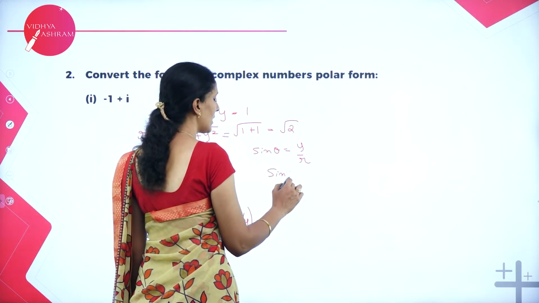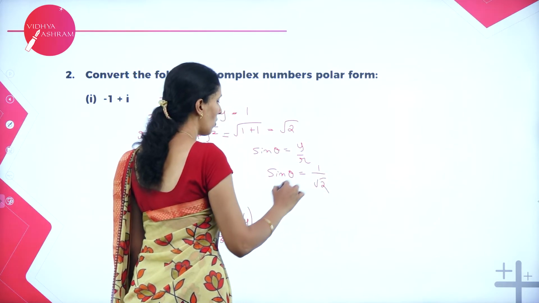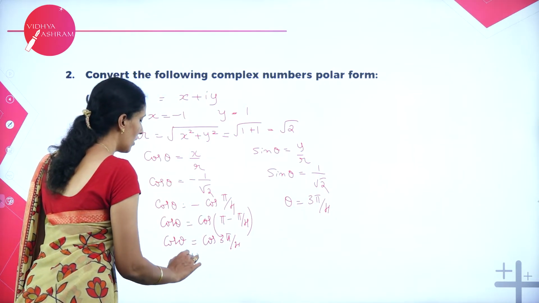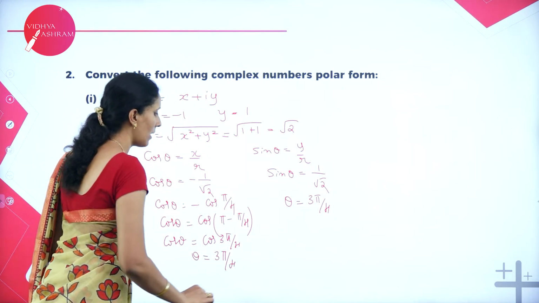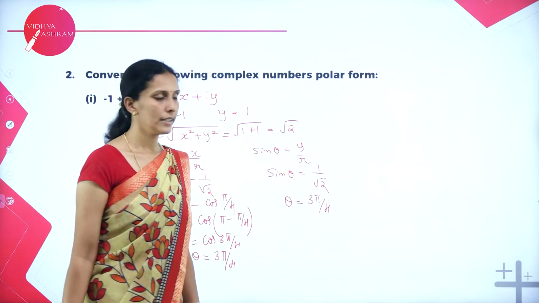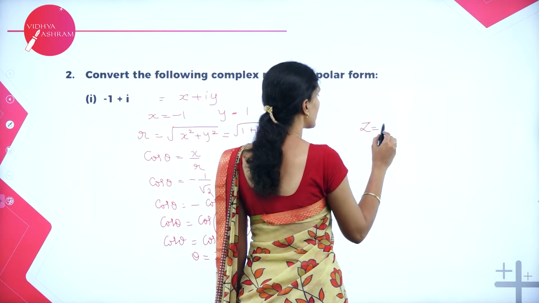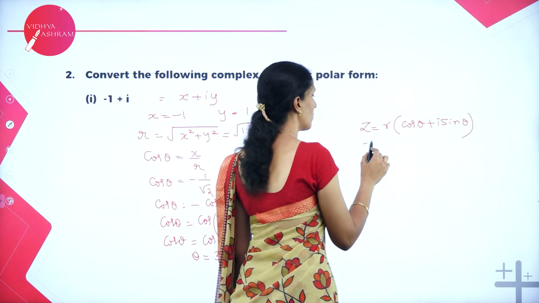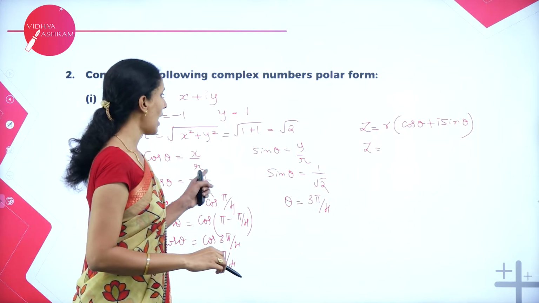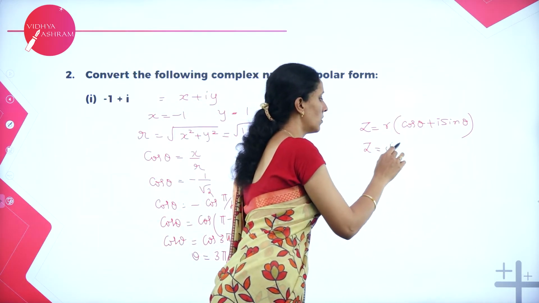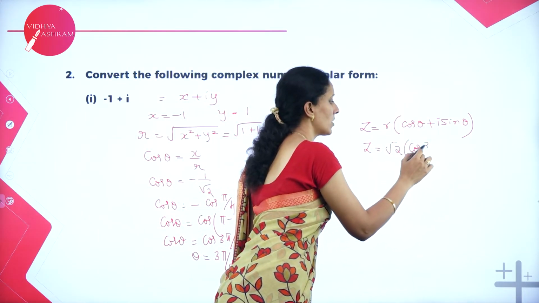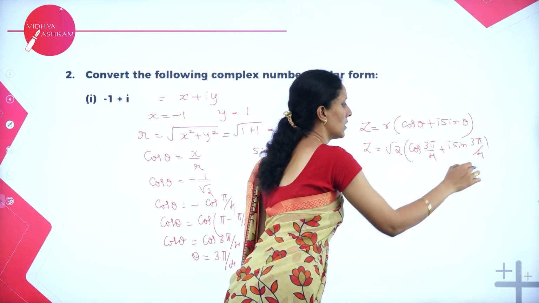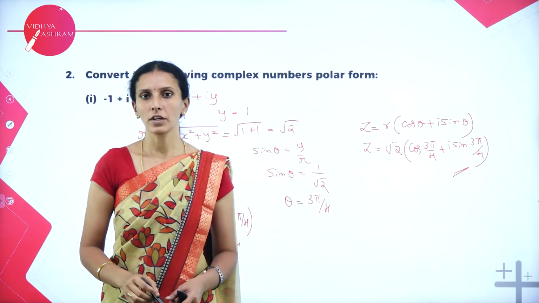Similarly, here you get sin theta as 1 by root 2. So here also you can write theta as 3 pi by 4 only, because once you have got theta in terms of cos, it is same in terms of sin also. Now we have found r and theta, so therefore the general form will be r into cos theta plus i sin theta. So therefore z is equal to, what is the value of r here? It is root 2. So root 2 into cos 3 pi by 4 plus i sin 3 pi by 4. So this is the polar representation of the complex number.